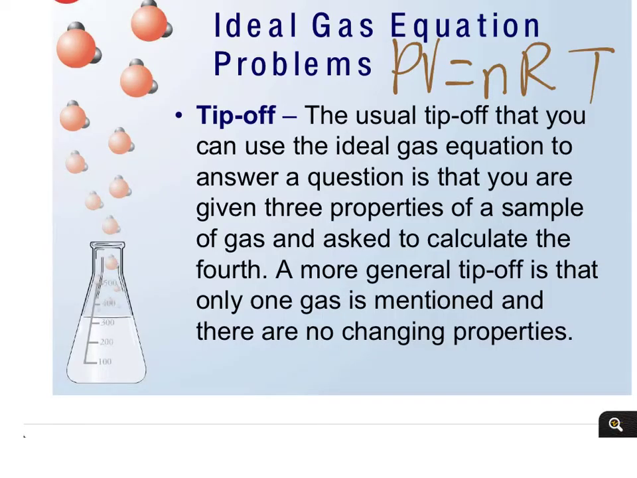Next, your ideal gas law equation. PV, pressure times volume, is equal to nRT: the number of moles times R, times your temperature. R is just a constant depending on the pressure units. Now the usual tip-off that you're going to use this is if you have 3 properties and are asked to calculate the 4th. Another one is if you only have 1 gas, you're going to use the ideal gas law.